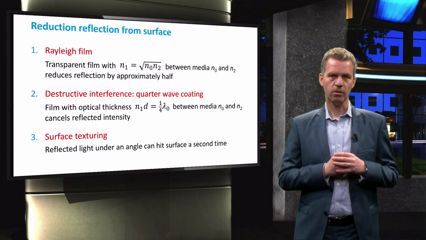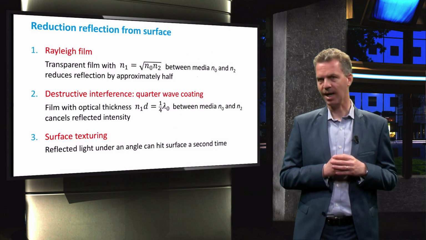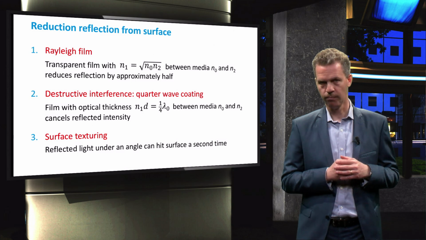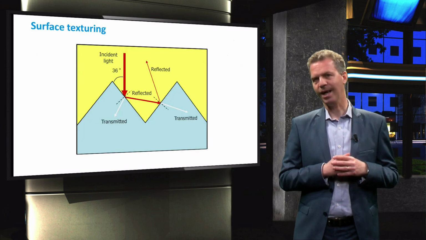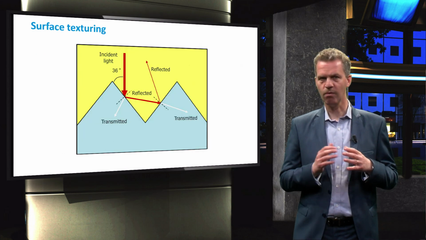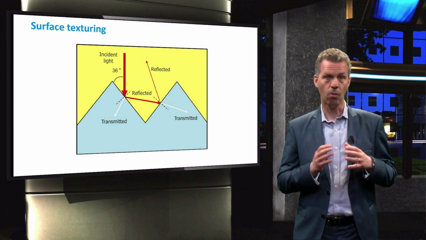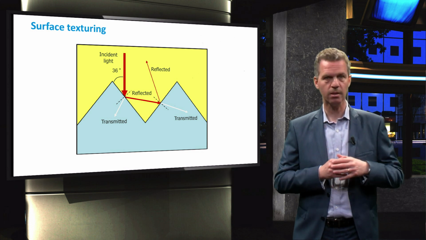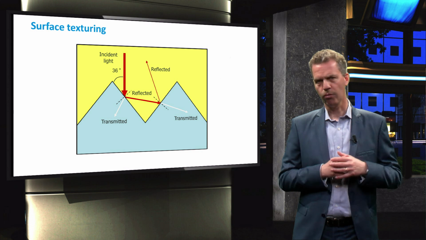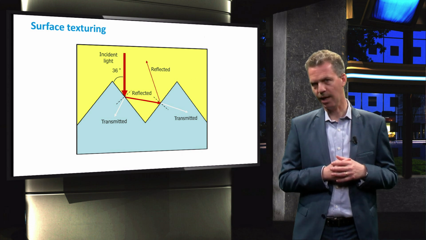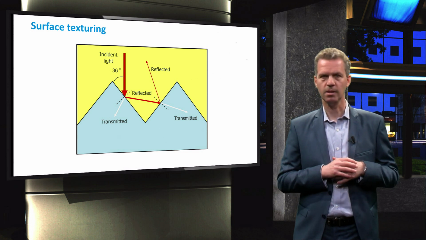The third method to minimize reflection is by texturing the wafer surface. Incident light that is reflected at a textured surface can be reflected at angles such that it is incident somewhere else on the surface, where it can still be coupled into the silicon wafer. The angle of 36 degrees is chosen intentionally, and we will see this in a short moment.